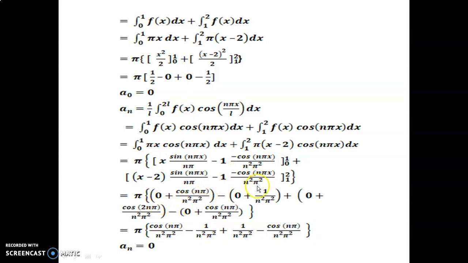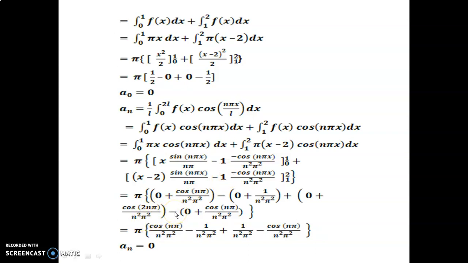These are the first two terms for the upper limit. Now minus lower limit: here sin 0 is 0, plus cos 0 is 1, so 1 upon n square pi square. Plus, now second term, when x equal to 2, so 2 minus 2 is 0, and sin 2n pi is 0, minus minus plus cos 2n pi upon n square pi square.